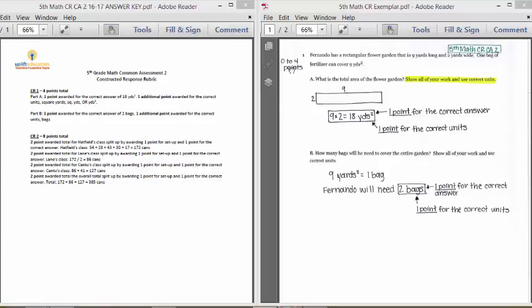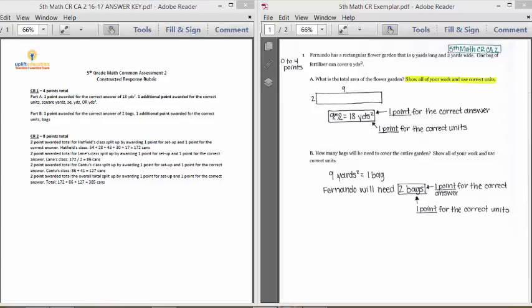It's worth a total of up to 4 points. For this question, it's asking scholars what the total area of a flower garden would be based on the scenario above. It does also ask scholars to show all of their work and use the correct units. So for part A, 1 point should be awarded for the correct answer of 18 yards squared. They can draw a picture to show all of their work.